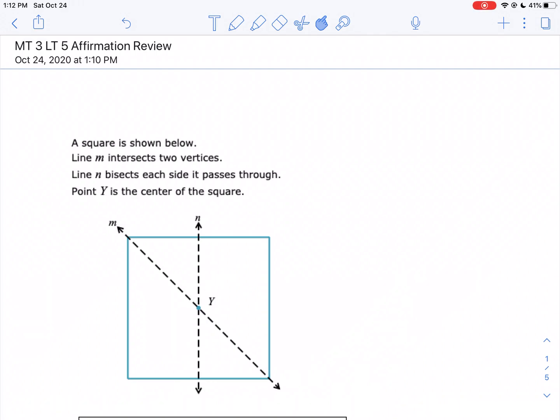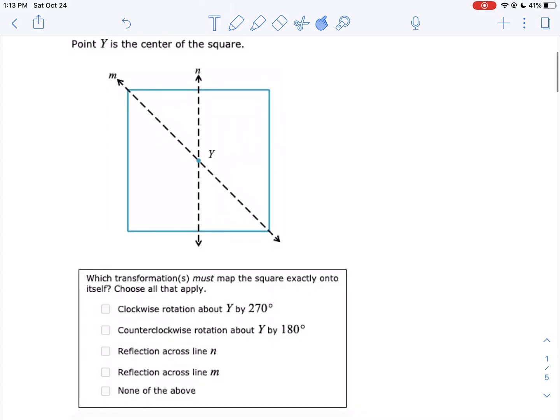Hey, let's take a look at your MT3LT5 affirmation. And here we have a square. And we're supposed to know which one of these are going to be lines of symmetry or points of symmetry.